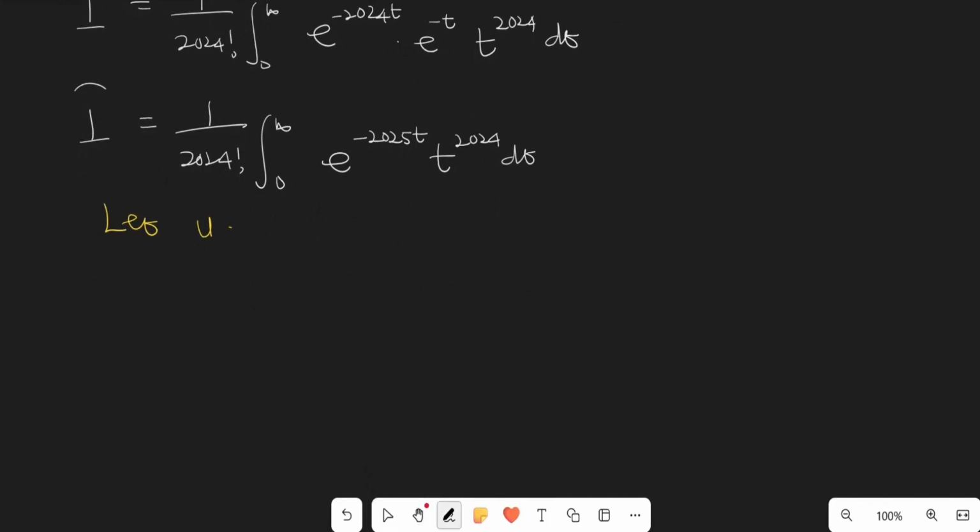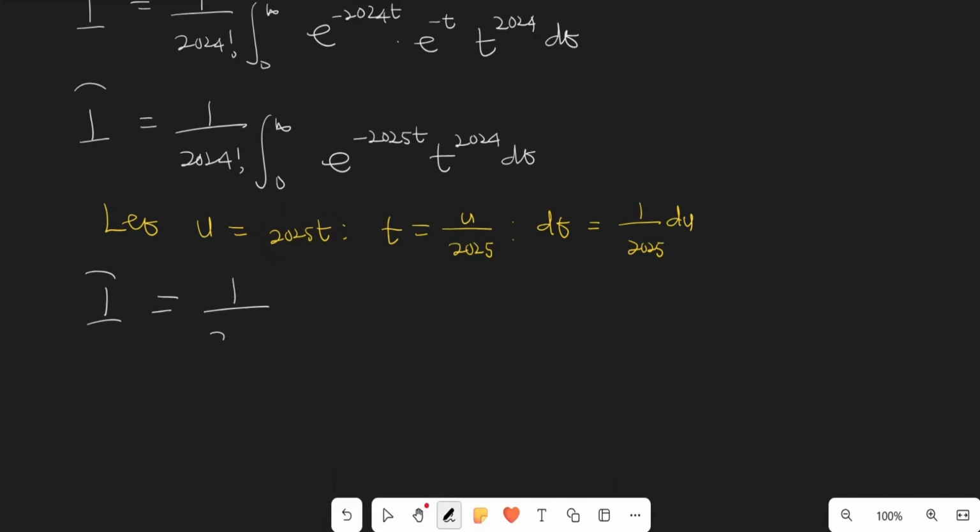We can let u be equal to 2025t. That implies that t is u over 2025. And now let's find an expression for dt. dt is 1 all over 2025 du. And now the change in limits, there's not actually going to be a change in limits here, because when t is 0, u is going to be 0. When t is infinity, u is going to be infinity, because 2025 times infinity is infinity. That is from our substitution. So there's not going to be a change in limits.